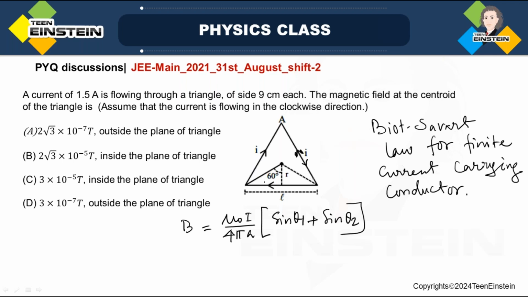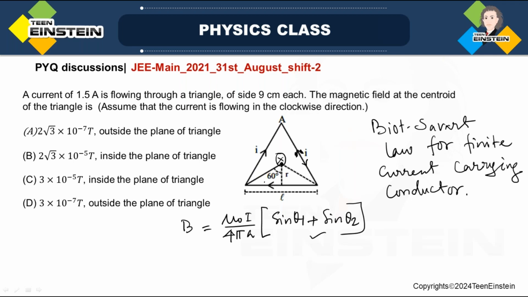Okay, so what will be the magnetic field? See, according to the right hand thumb rule, the magnetic field will always be into the plane of the paper. Okay, into the plane of the paper. So it is actually inside the plane of the triangle. So that is fine. Now we have to find out the magnitude using this formula.